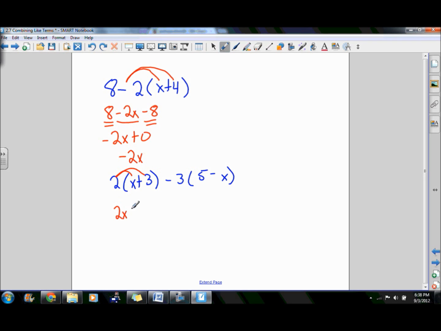Down here on the bottom, 2x plus 6. Got to be careful with the negative 3 and the negative 1x. So I should get minus 15 plus 3x, because negative 2x and 3x become 5x. 6 and negative 15 become negative 9. And kaboom, we're done.